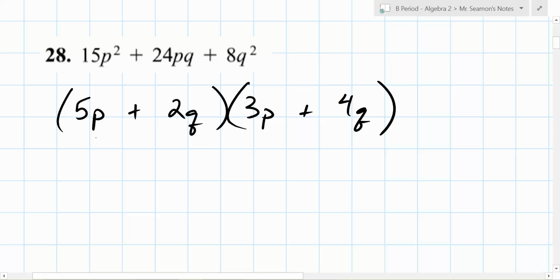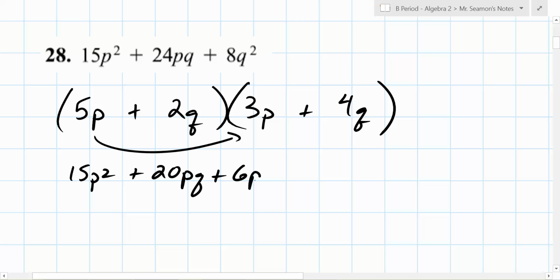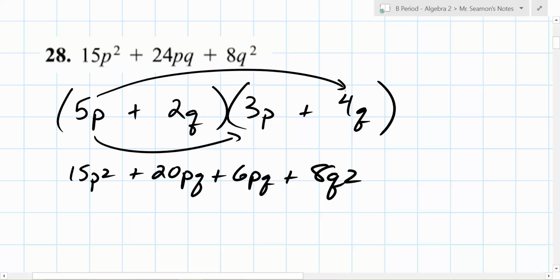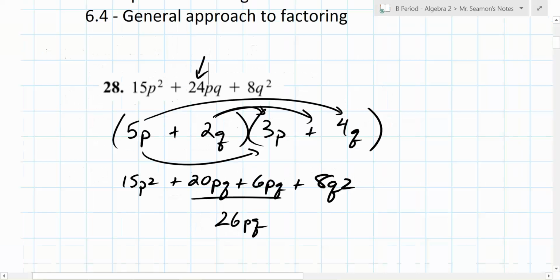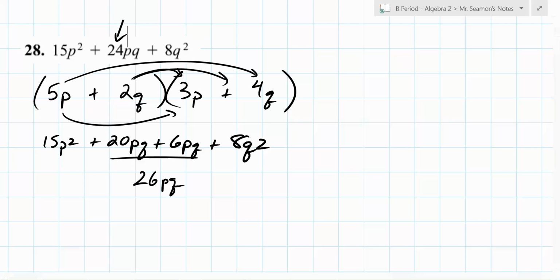So let's see. First two, you get 15p squared plus 20pq plus 6pq plus 8q squared. Is that close? Where did you get 20pq? 5p times 4q. Just go one at a time here. We're close. We get 26pq instead of 24.